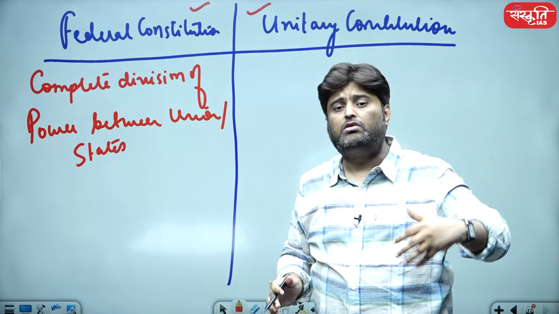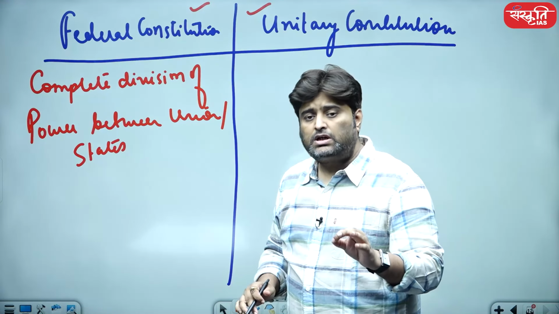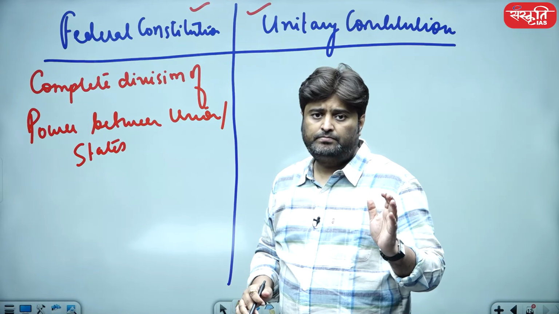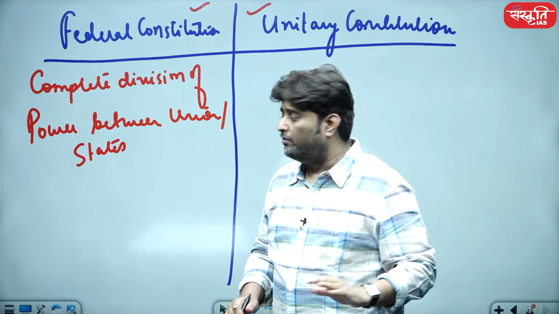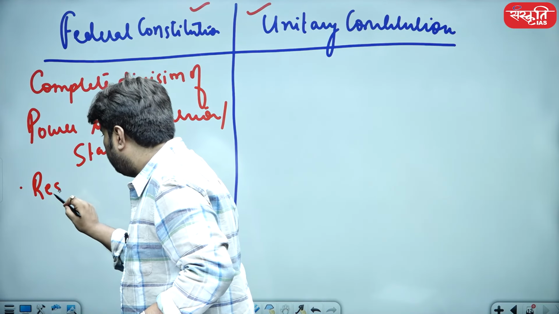This is something we are going to learn later on, but as of now, a federal constitution means one which gives a complete division of power between the union and state. It gives the complete division of power, and a federal constitution is one which respects local autonomy.